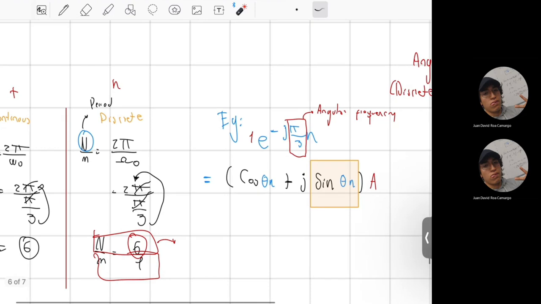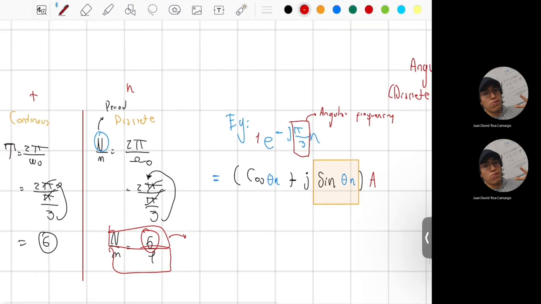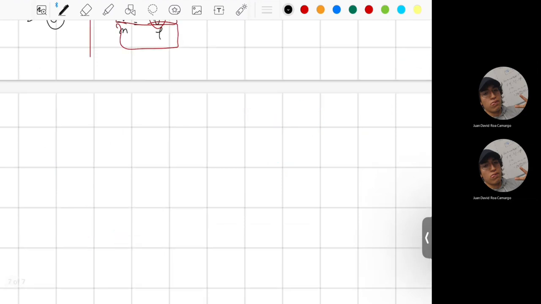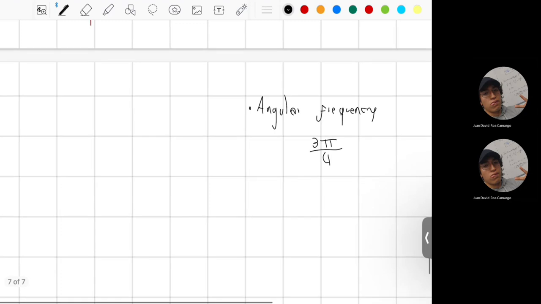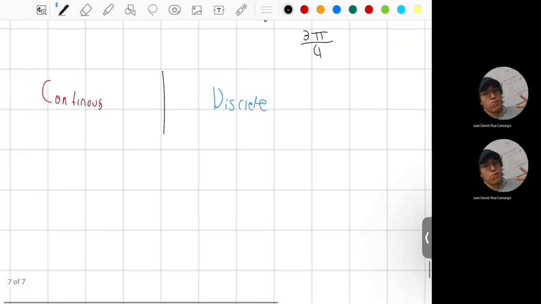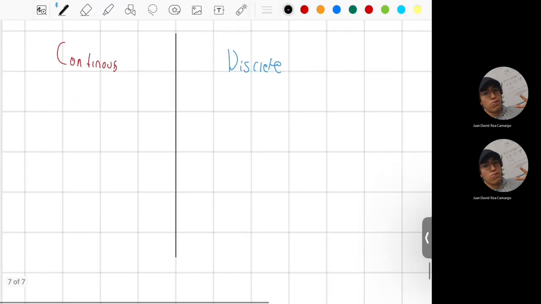All right, so I'll show you another example. Let's consider we got an angular frequency of 3 pi divided by 4. In continuous and discrete, they will work quite differently. So let's go with continuous first.